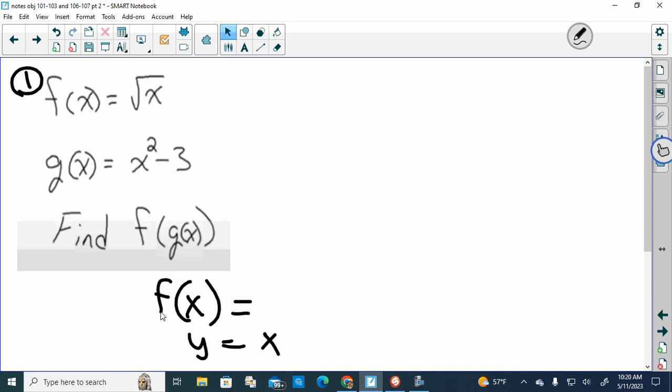So if I started with just g of x, like this one right here, and we are plugging in the value for x, we're going to plug in 4. Don't even look at the f equation up here. We're just plugging in 4. So I go 4 squared, which would be 16, and 16 minus 3 would be 13.